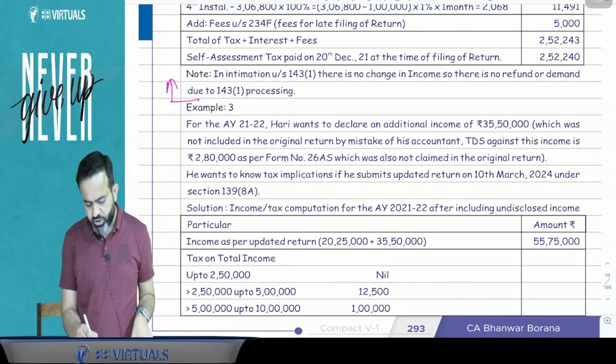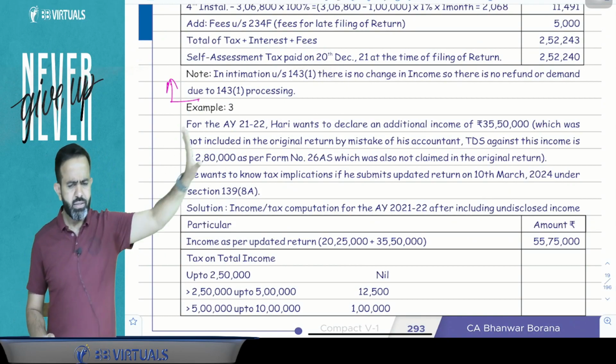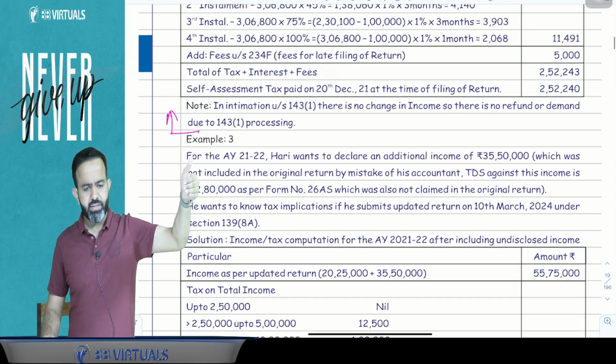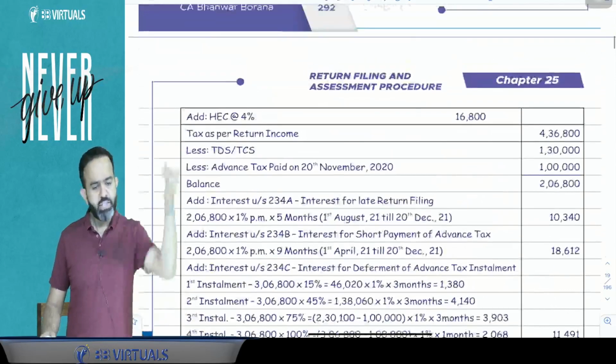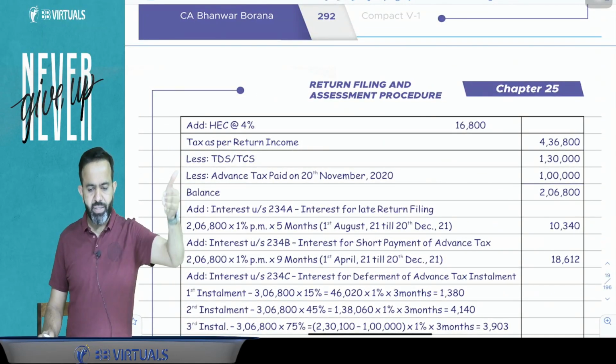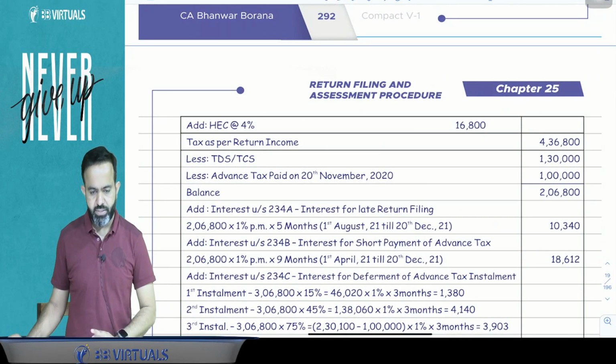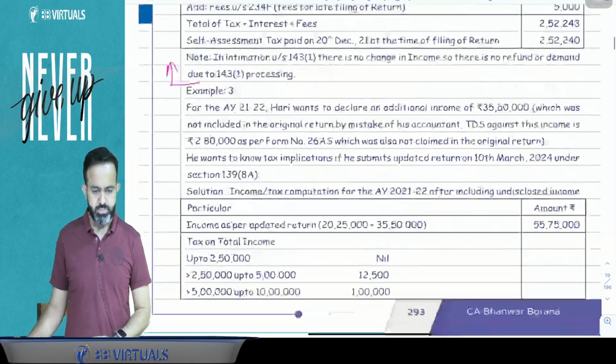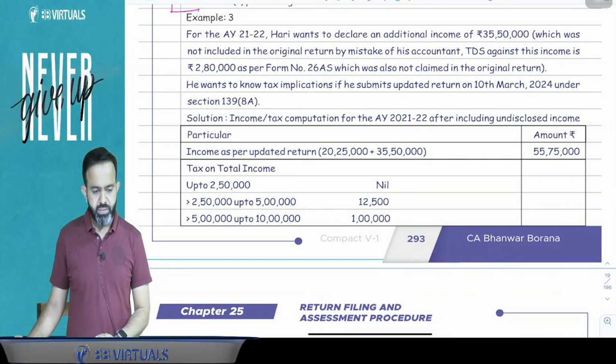Example number 2, just check it. Example number 2 is very simple. There is no concept of updated return. The updated return concept will be in example number 3. So just check example number 2 and tell me whether everything is correct or not. Interest and all, is everything correct or not? Just check it. After that, I will take example number 3.